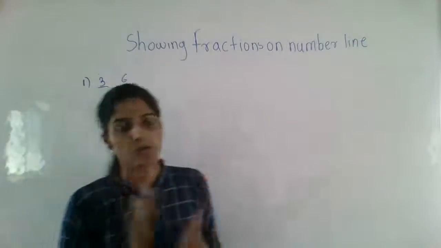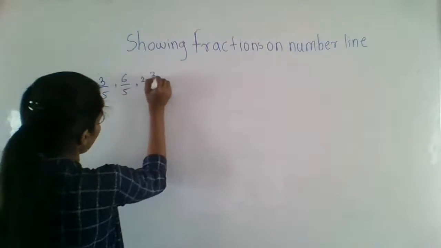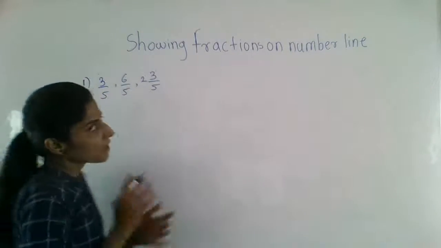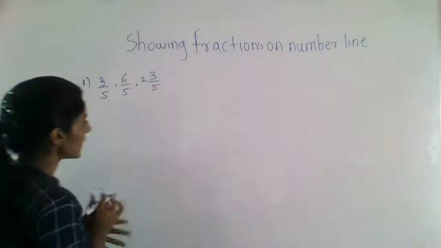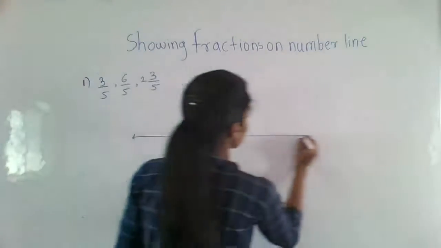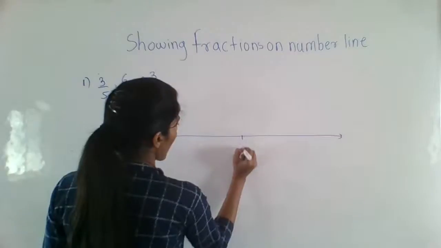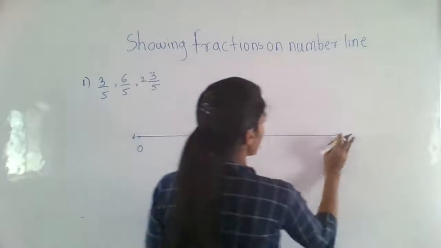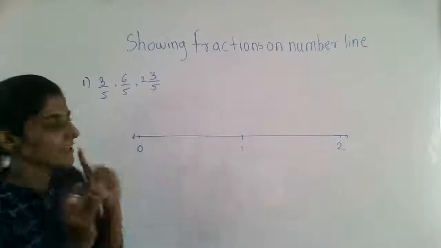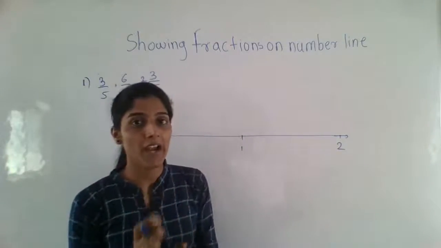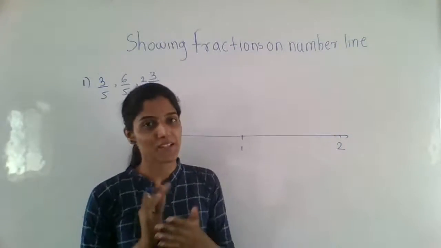Okay, and we have to take the mixed number here, that is 2 and 3 by 5. Now how will we represent the mixed number using the number line? Let's see. That is our number line: 0, 1 and 2. Now see the denominator. What is the denominator? 5. Then divide each unit into 5 equal parts.